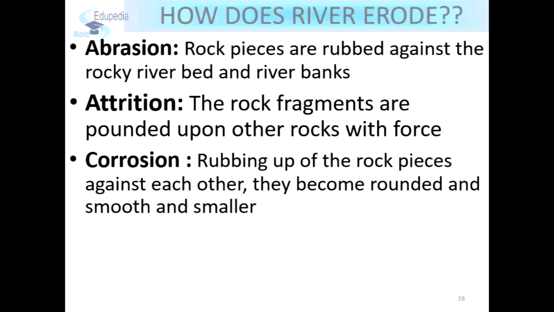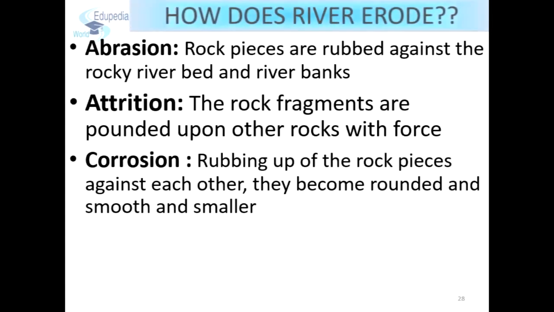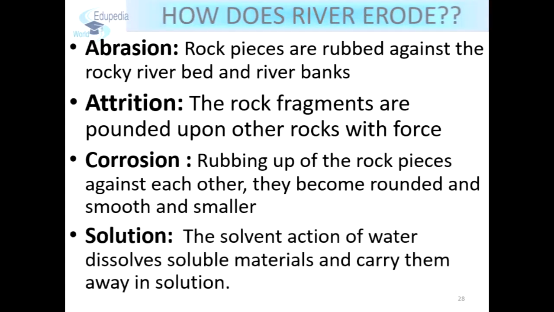Next is corrosion. Corrosion is the rubbing of the rock pieces against each other. This results in these rock pieces getting rounded, smooth and smaller. And last is the solution, which we have already discussed. The solvent action of water dissolves soluble materials and carries them away in solution.